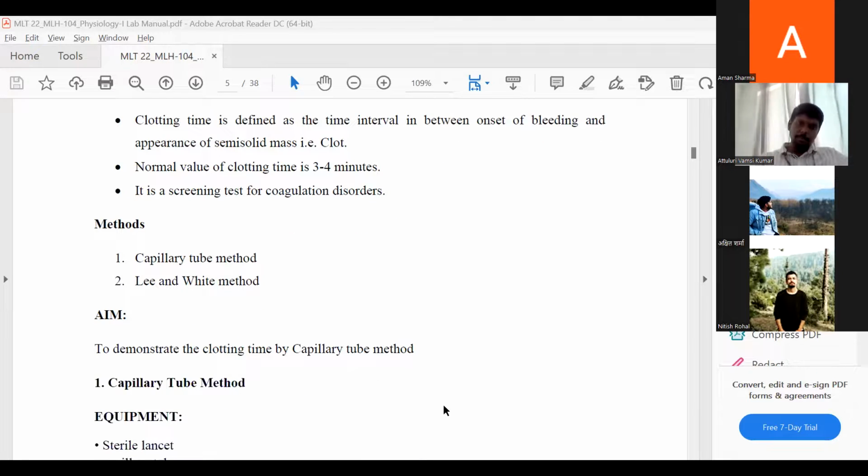Yes, Mr. Raman. Sir, as you said we have to break the capillary tube, what is it made of? Glass, or plastic? Glass, easily breakable glass. But you need to be careful when you're breaking it. You should not hurt yourself. Sir, if we break the capillary tube, the patient's blood can touch us, then it is harmful. That is why you should use gloves. The alternative is the Lee and White method. Yes, sir. Gloves for protection. Okay, sir. Thank you, sir.